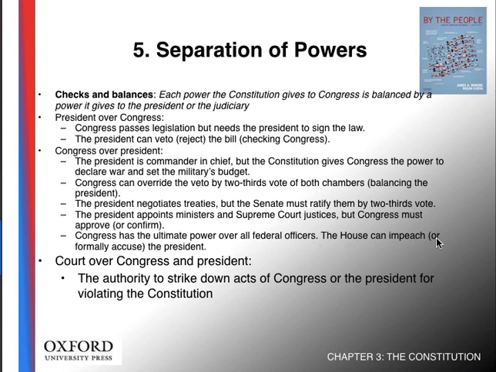The House has the power to impeach, which means formally accuse the president or any other high officers. And the Senate has the power to try that impeachment. And then the court has power over both Congress and the president by striking down any laws that Congress makes or that the president makes, or any acts that they do that violate the Constitution.